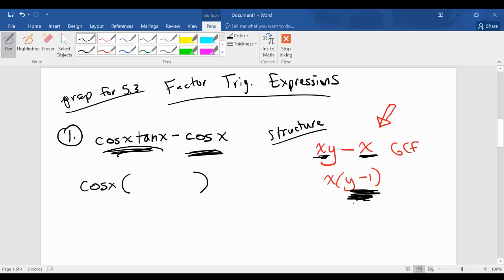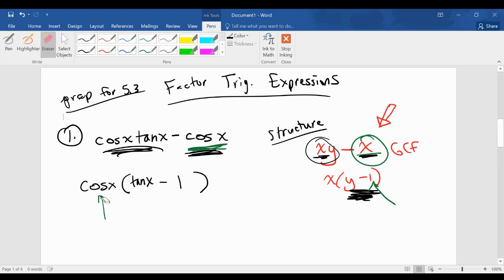And then how did I figure out how to get the y minus 1? Well, I took this first term and divided by x. So if I take this first term and divide by cosine, I'll be left with tangent. And then think again, how did we get the minus 1 over here? We took this and we divided it by x. That's how we got the minus 1. So what I'm going to do over here is think of cosine x divided by this GCF. Cosine divided by cosine is 1.